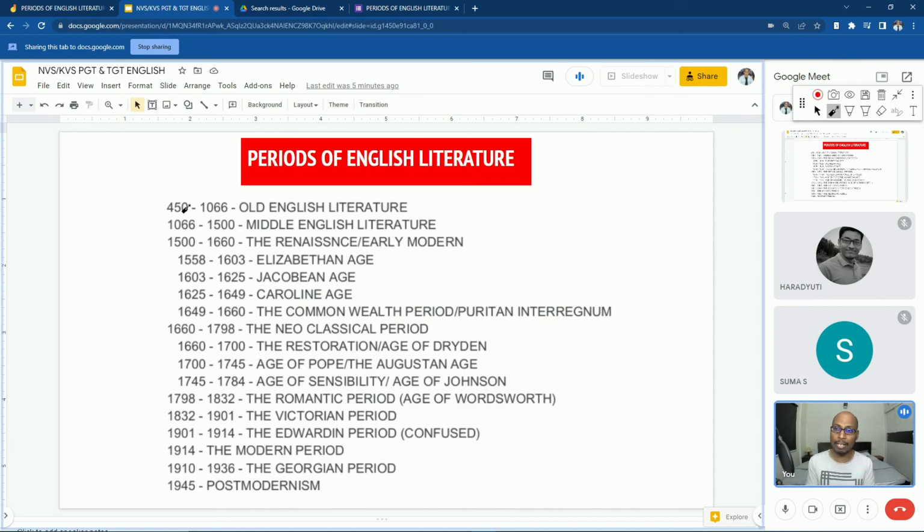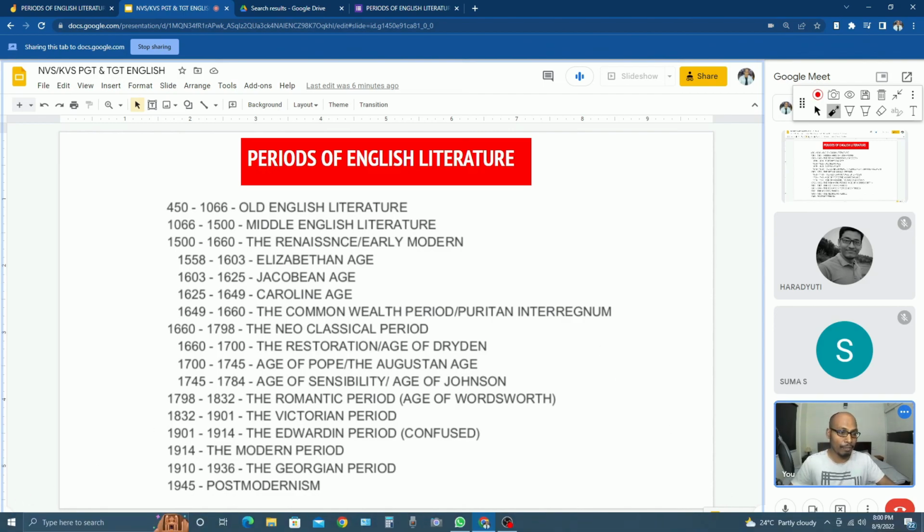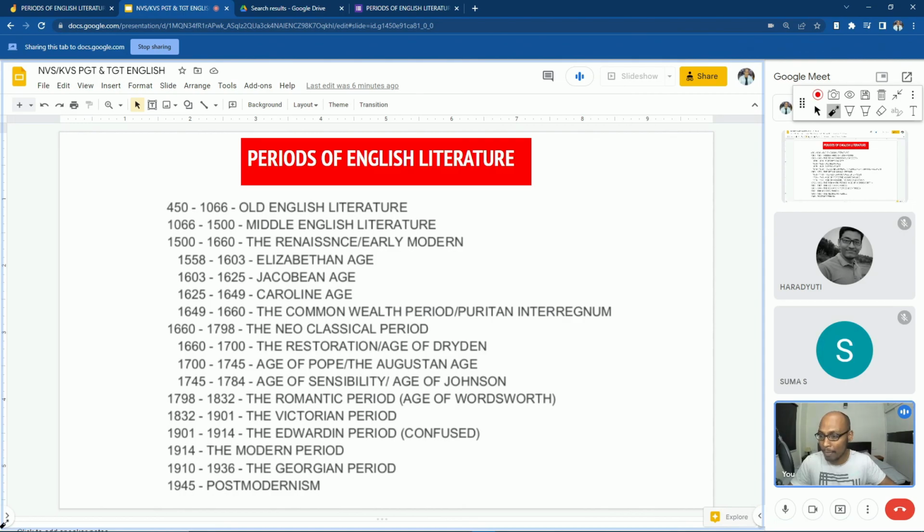This is the information which is important from the examination point of view from Old English literature and Middle English literature. The division between Old English literature and Middle English literature is the William of Normandy's conquest of England. England means land of England. So this is the explanation from my side.